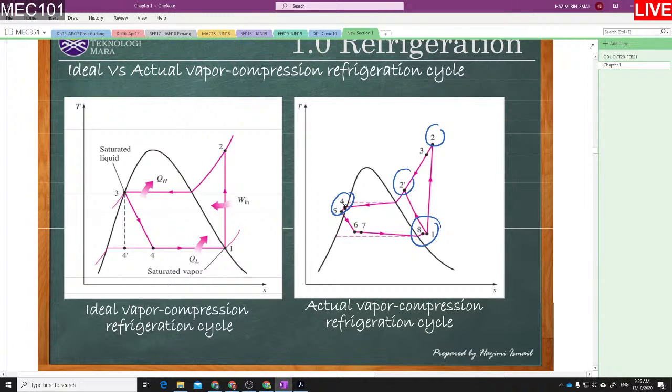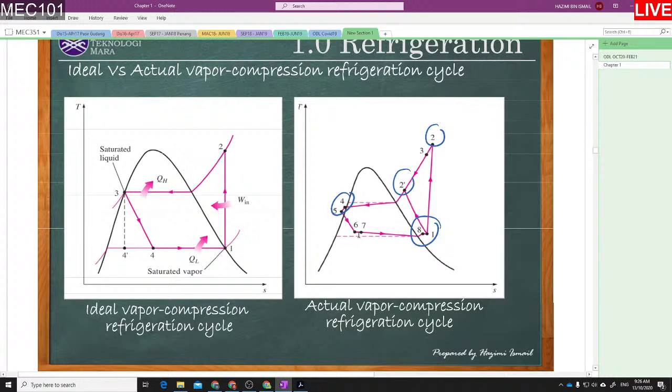So dekat sini pun dia tak cantik dekat saturated. Sepatutnya saturated liquid at state 3, and then in the real life tak ada dah state 3 ni. State 3 is no more. So we have state 4, which is lower pressure, slightly lower pressure than state 2. Dan state 5 pula, dia bukan dah saturated liquid. Dia tiba-tiba ada satu lagi state, dia dah jadi subcool dekat sini. Okay.